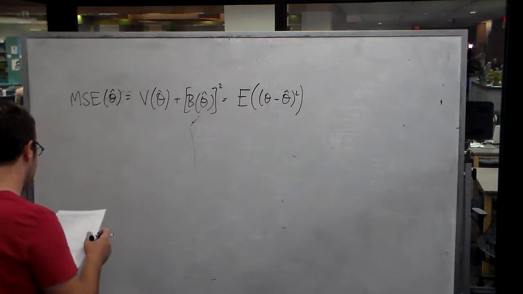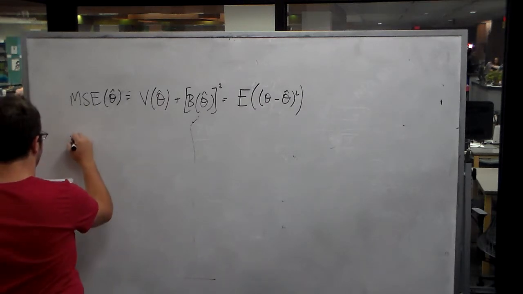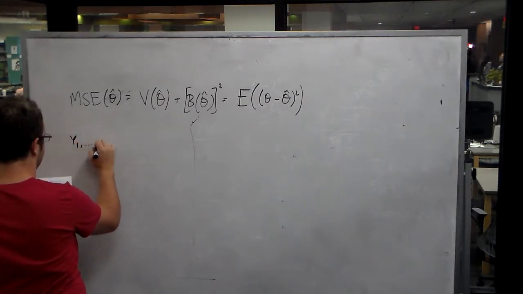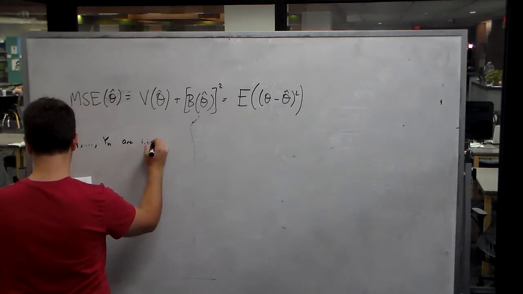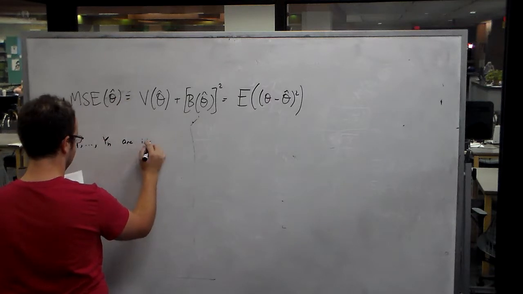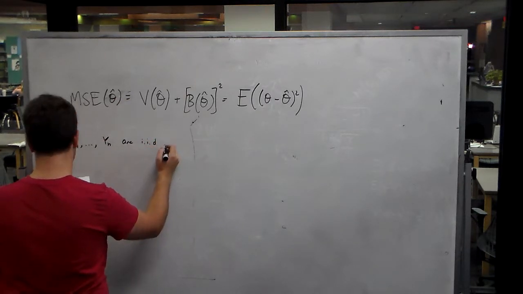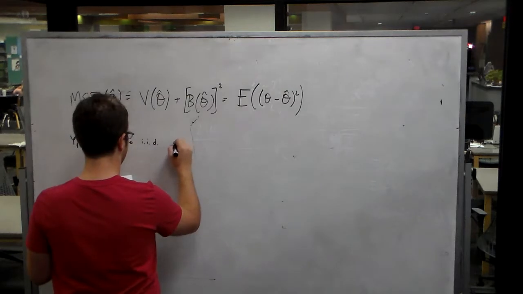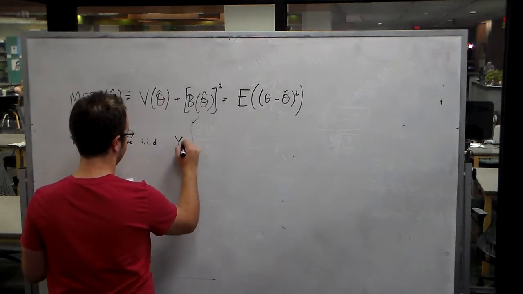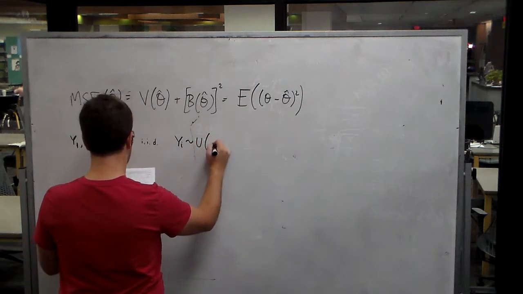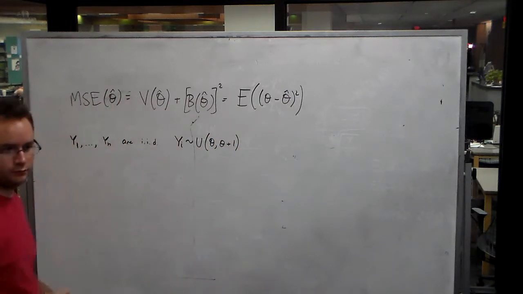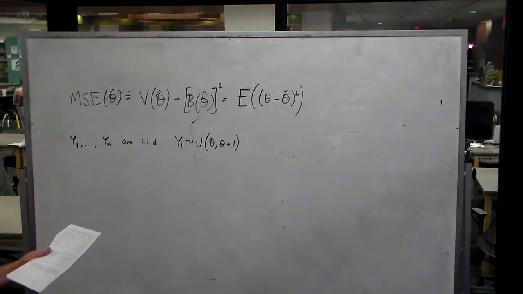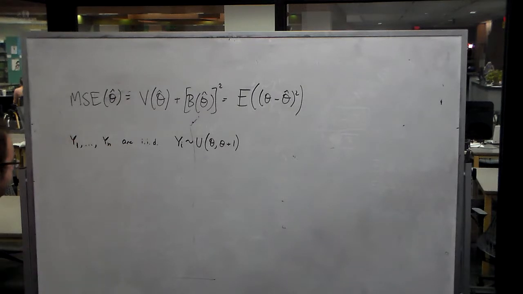Let Y1 through Yn be random samples from the uniform distribution. So Y1, ..., Yn are independent, or I shouldn't say it's independent, but we're going to assume they are. Each of the Yi's is from the uniform distribution theta comma theta plus 1, same as the homework. All right, we have a lot of work to do though. Calculate the MSE of Y bar.